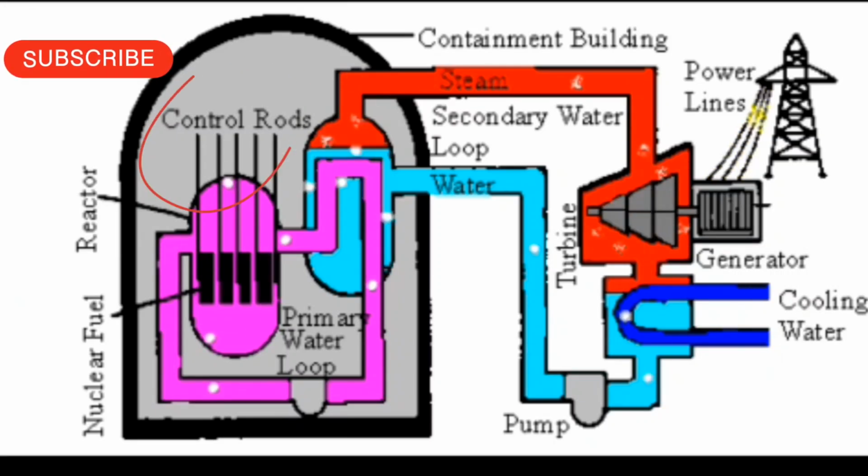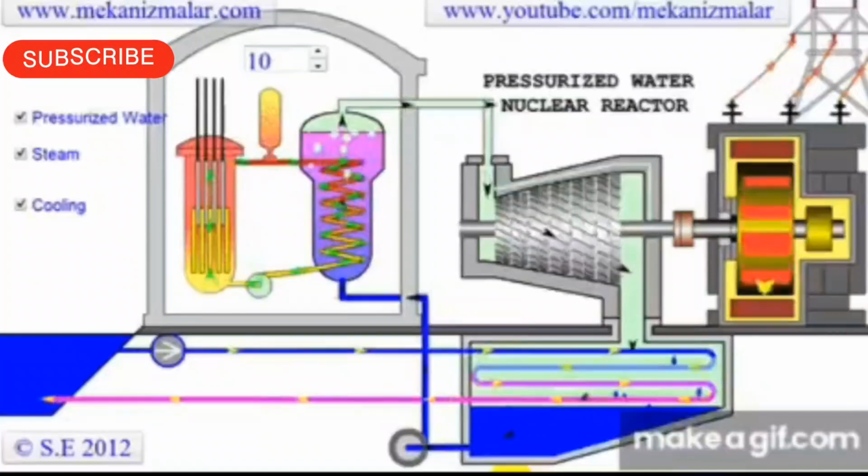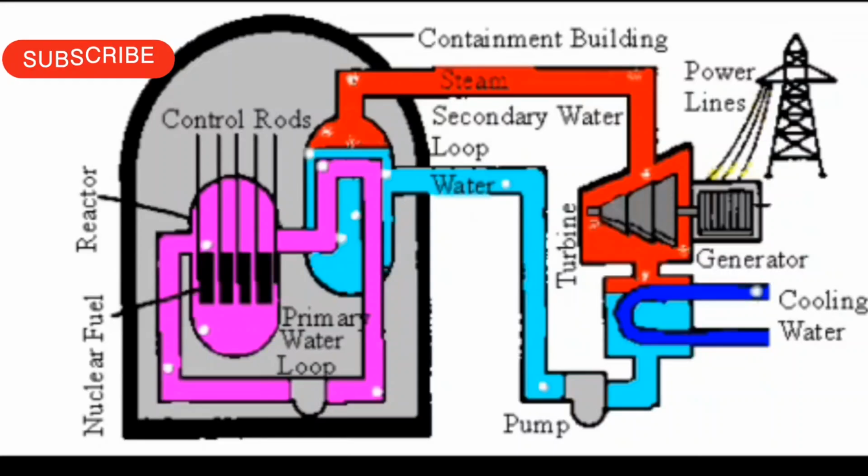These released neutrons strike more uranium atoms, causing a chain reaction. This is carefully controlled using control rods made of materials like boron or cadmium, which absorb neutrons and slow down the reaction.